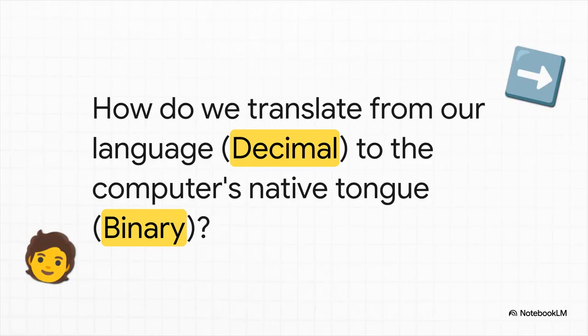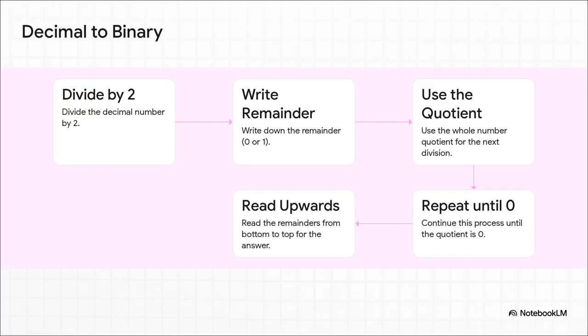So that's the theory, but what about in practice? Let's say you have a number in your head, a regular old decimal number, and you want to see what it looks like to a computer. How do you actually do that translation? It might look a little intimidating, but it's actually just a simple recipe.